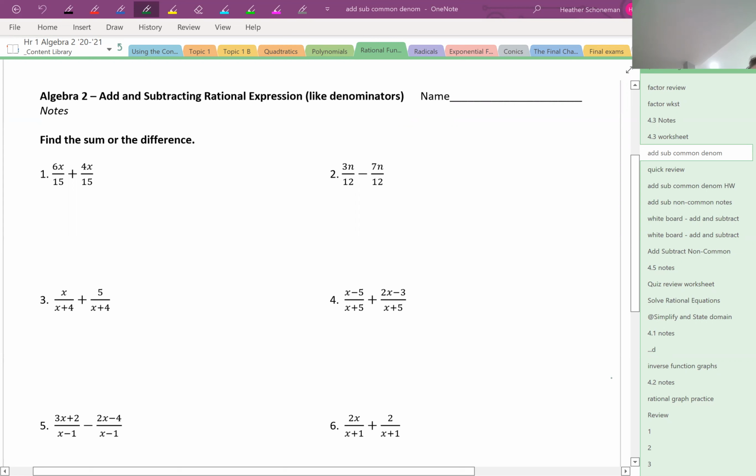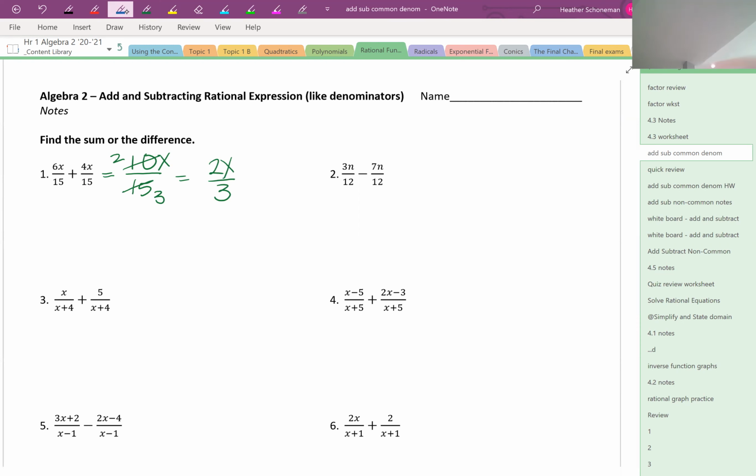Okay, so on the first one, we're just adding. Since they both have a denominator of 15, the denominator stays the same, and then we add the numerators. 6x and 4x is 10x. If we can reduce it, then we want to reduce it. Those are both divisible by 5, and so that's going to give us 2x over 3.